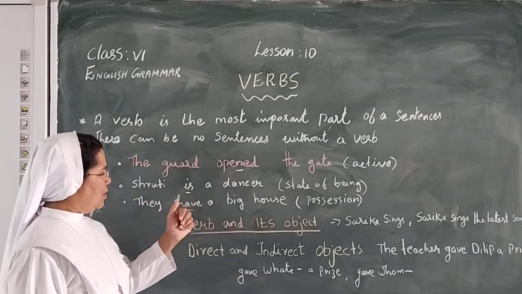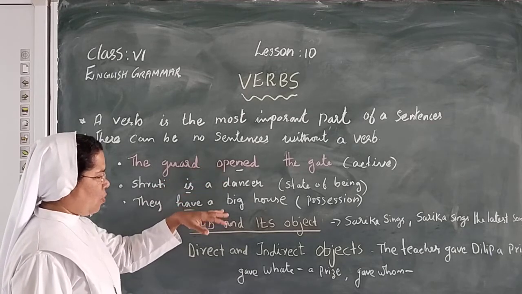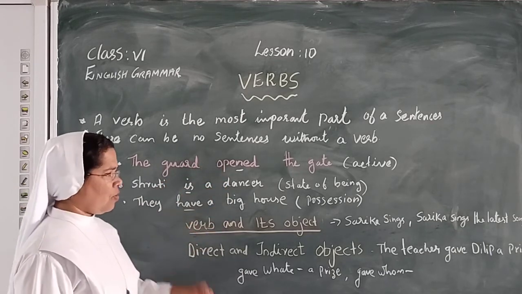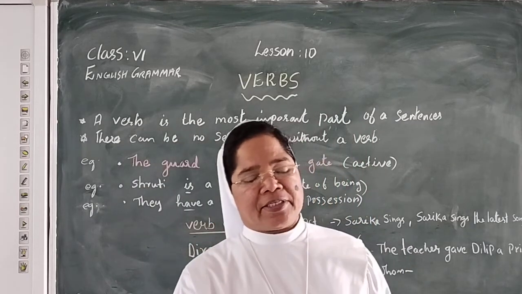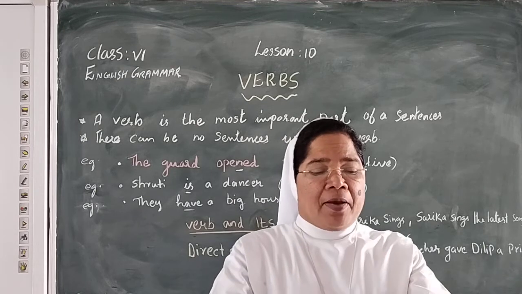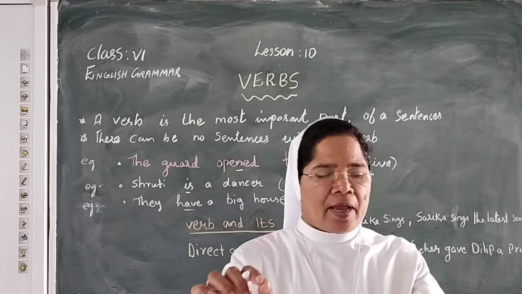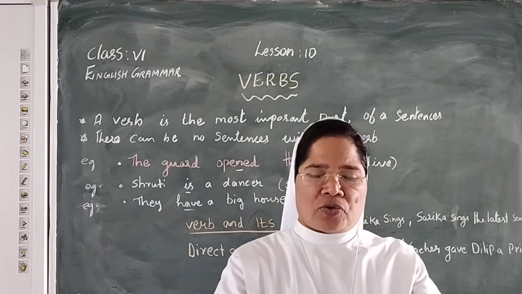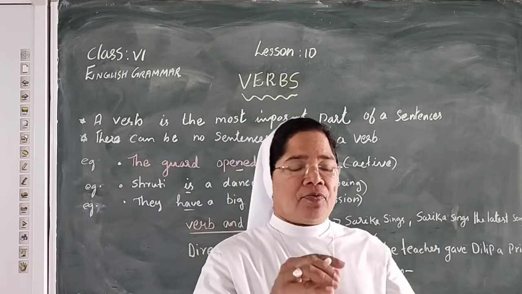In these sentences, the verbs are open, is, and have. This shows that open is active, is is a state of being, and have is a position. So now let us go to the other form.